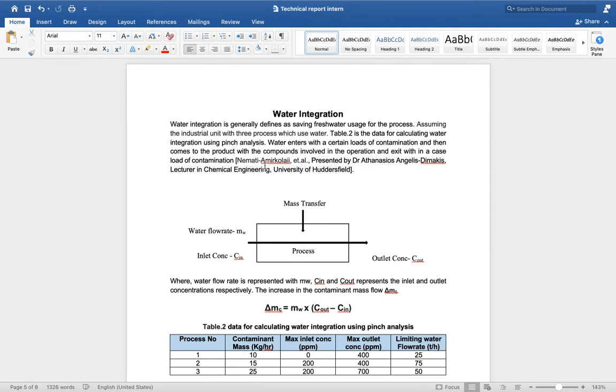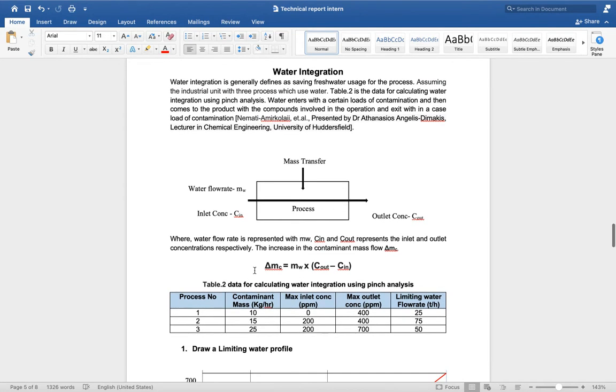For the water integration, we generally do it for saving water. So, for not using a lot of water, our aim is to recycle the water. So here we just have to take some three processors. I just assume these three processors. I took it from some reference paper, and I assume these are the values for calculating water integration using pinch technology.